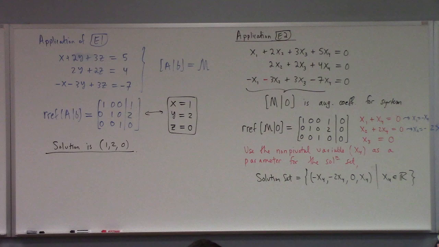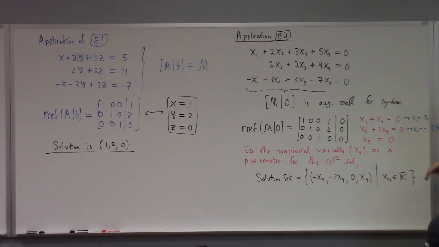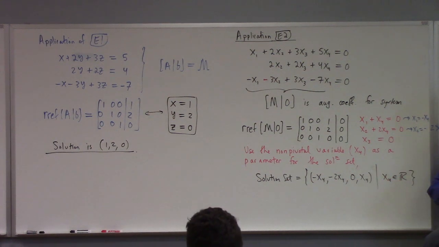And there's no ambiguity in writing the solution set that way. If we agree with each other to use the non-pivotal variables as the parameters for our solution set, there's no ambiguity. Is that the only choice of parameters for the solution set? Well, certainly not. You could say, well, I'm going to use x1 as my parameter. You could do that, and then that would make this look different, but it would still be the same set.